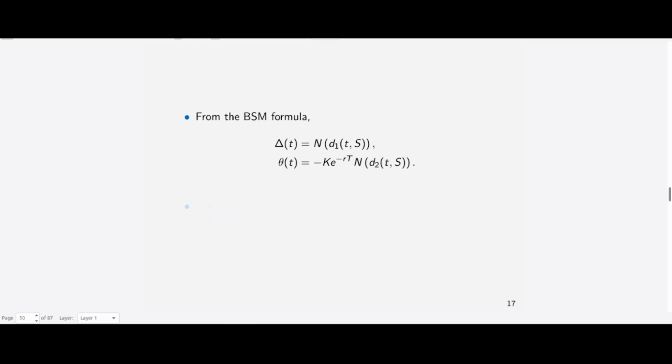Obviously, we have the following. From the Black-Scholes-Merton formula, our delta is equal to N of d1. Here d1, you remember from the previous video, and our theta will be this one.